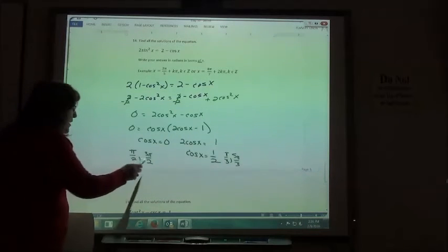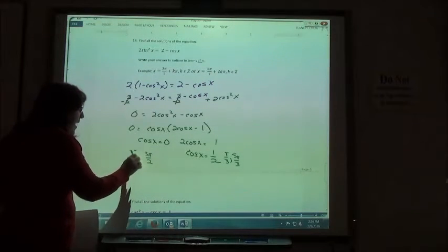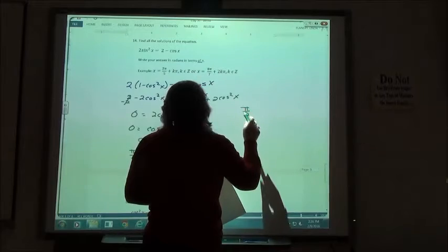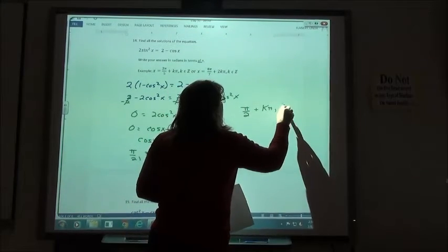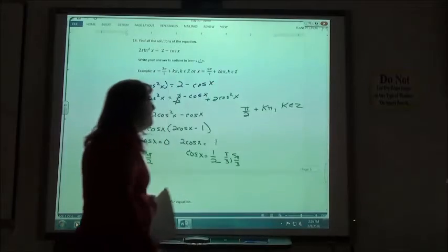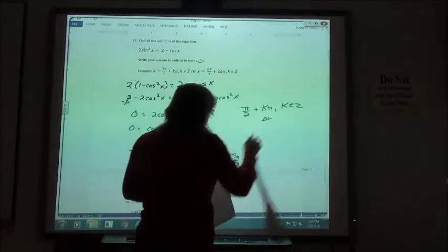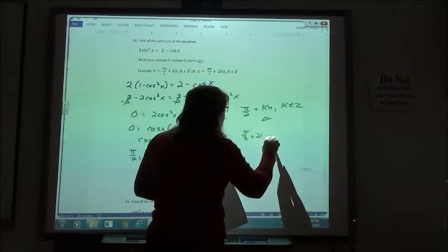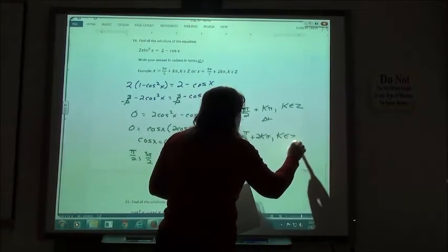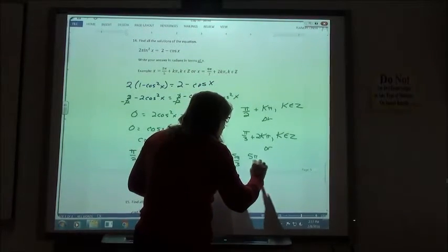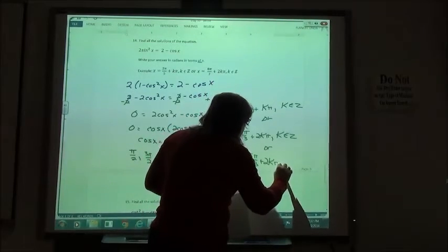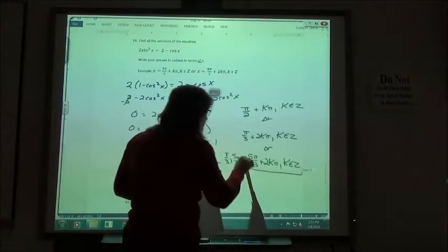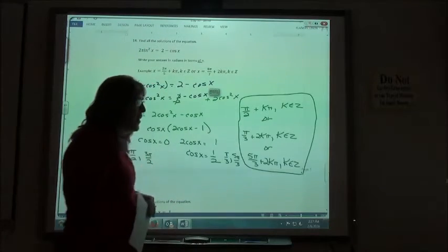And so, putting this into one answer, since I can add pi to get to 3 pi over 2, I'm going to have pi over 2 plus just a k pi, with k being an element of z, or, can't combine those ones, and those periods are 2 pi, so pi over 3 plus 2k pi, with k being an element of z, or 5 pi over 3 plus 2k pi, with k being an element of z. Those three things would go in for my answer.